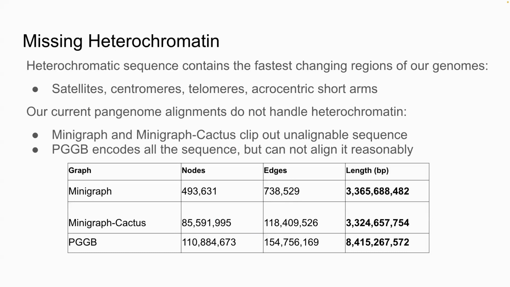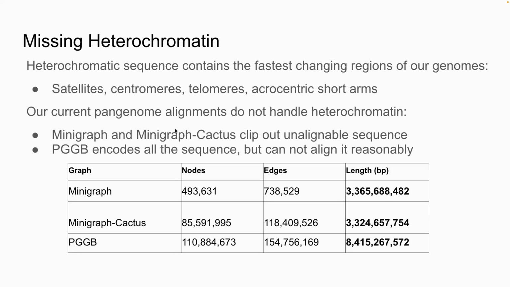But now I want to talk about a couple of research topics in the time I have left. One thing in the first round of the HPRC is that we really ignored heterochromatin. Heterochromatin is roughly 10% of our genome. It's the stuff that comprises the satellites, the centromeres, the telomeres, the acrocentric short arms. This is all really hard, really repetitive stuff, and our current methods just basically don't do a good job of it.